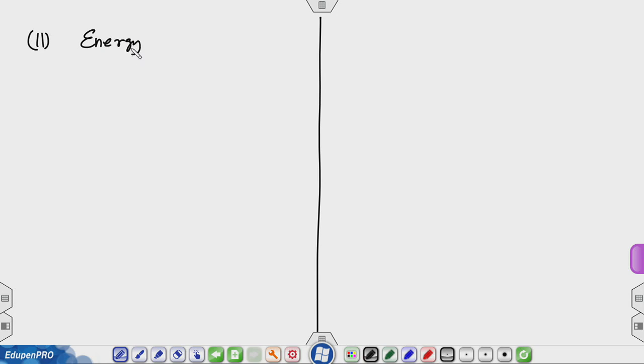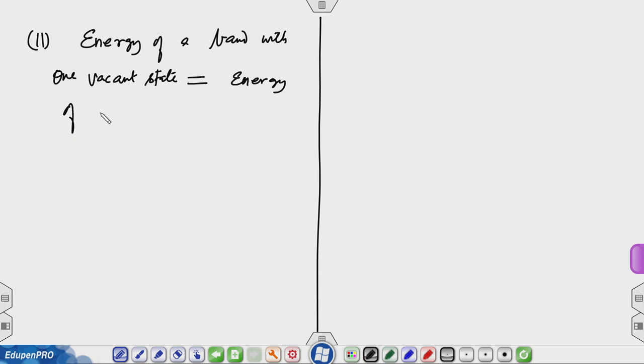Energy of a band with one vacant state is equal to the energy of removal of an electron from that state.